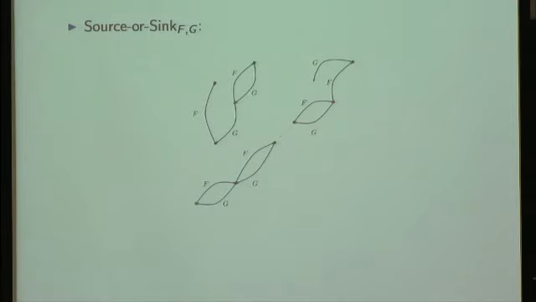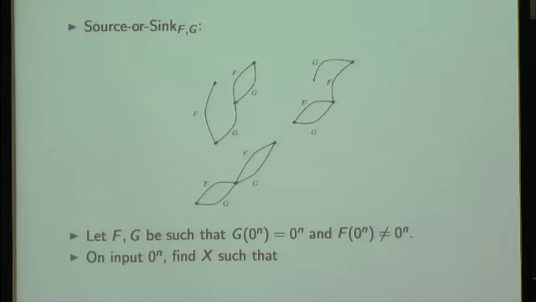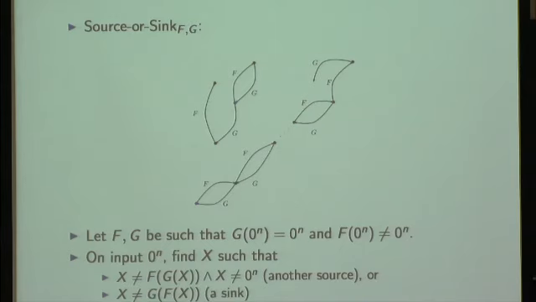PPID is based on this source or sink principle, which is also given by two functions f and g as before, but now instead of only looking for a sink, we are happy with a source also. So how to describe it? Again, this condition guarantees that 0 is a source, and then we have to find either another source, or a sink. Okay.